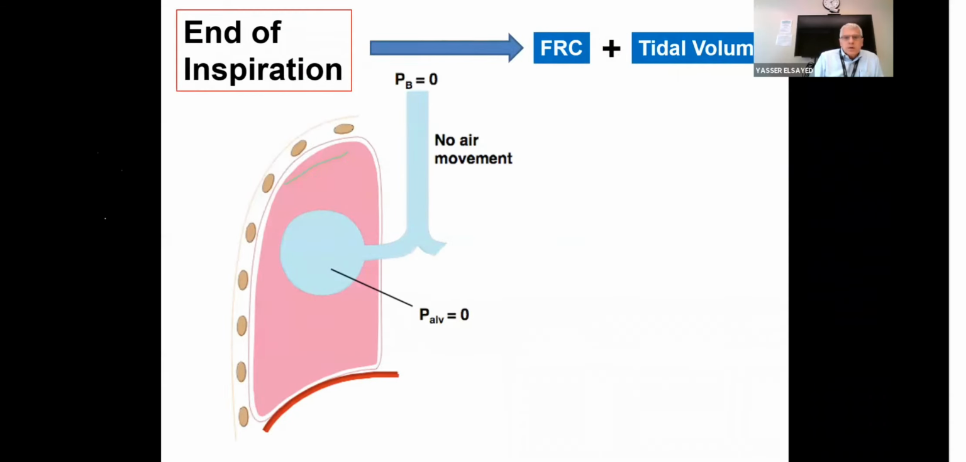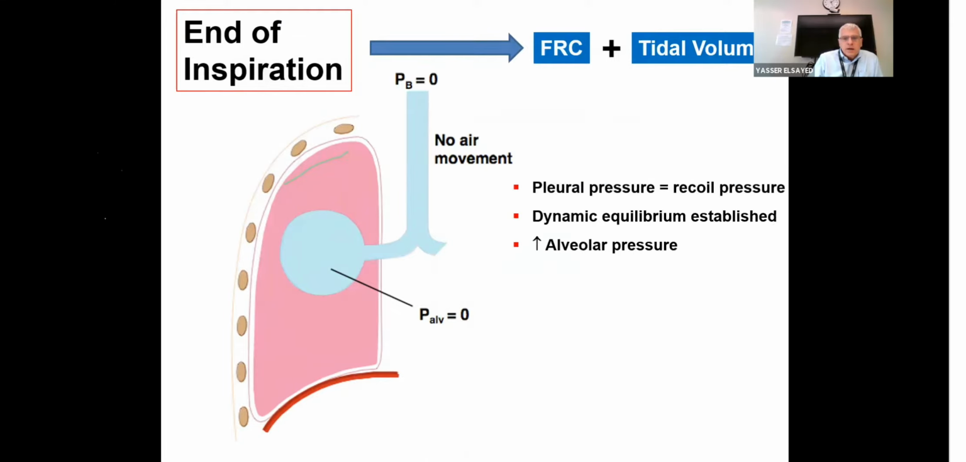At the end of inspiration, the alveolar pressure increases because you get air into the alveoli, to the point in which the alveolar pressure becomes equal again to the atmospheric pressure, and that's when the flow of gas stops. Okay, so at the end of inspiration, you basically have, as you see on the top, FRC plus the tidal volume. So you have achieved a new equilibrium in which the pleural pressure is similar to the recoil pressure again, but this time it is not just FRC, it's FRC plus the tidal volume.